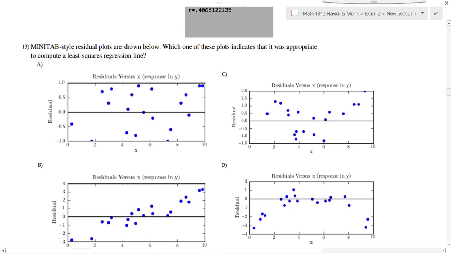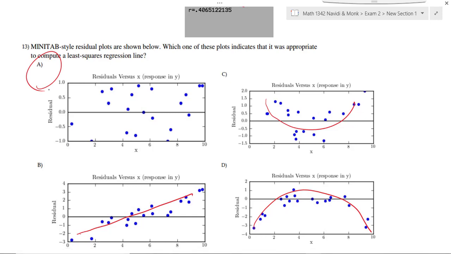These are the residual plots, not the scatter plots. In order to calculate the least squares regression line, your residual plots need to have no discernible pattern. So on B we see a pattern, on C we see a pattern, on D we see a pattern, which is why A would be the correct answer. If you're looking at residual plots, you don't want to see a pattern if you're going to use a least squares regression line. If you're looking at a scatter plot, you want to see a linear relationship.